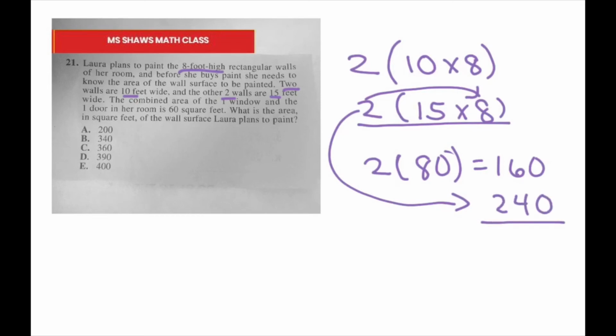So if you're going too fast, you might pick the answer E, but it also says the combined area of the one window and the one door, which she's not painting, is 60 square feet. So we're going to have to subtract the 60, and when you get that, you get 340 square feet.